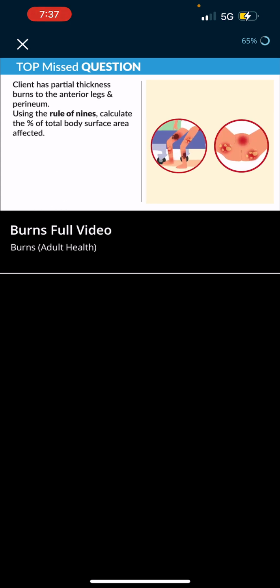The client has partial thickness burns to the anterior legs and perineum. Ouch. Using the rule of nines, calculate the percentage of total body surface area affected. Okay, so anterior legs and perineum, which includes that measly little 1% for the peri area, and 18% for the right and left leg, since only the anterior is affected, or the front. So the answer is 18 plus 1 is 19%.